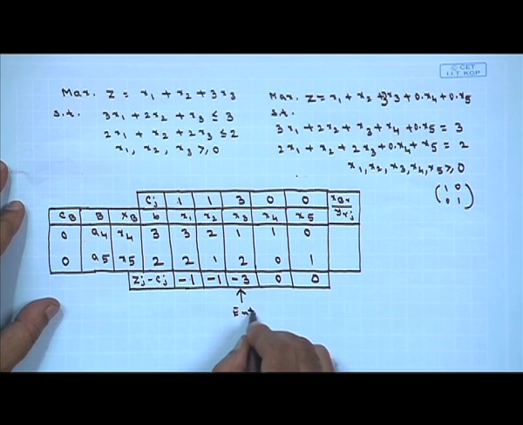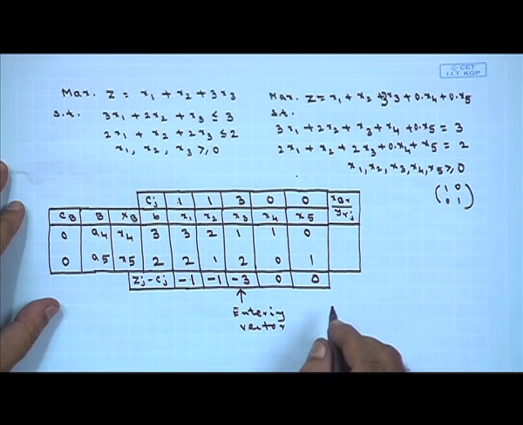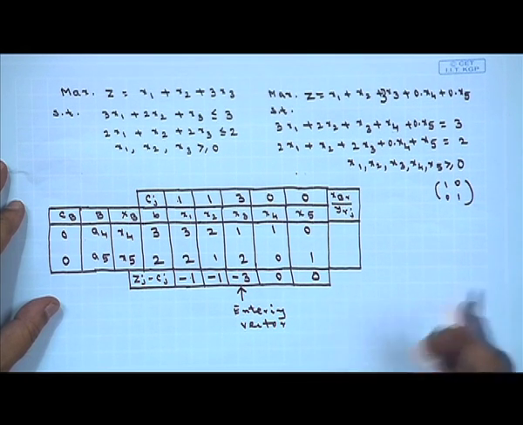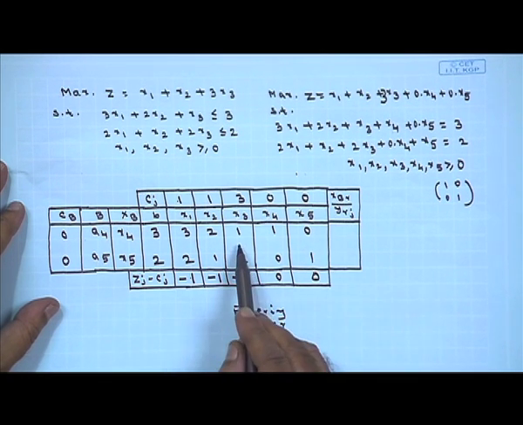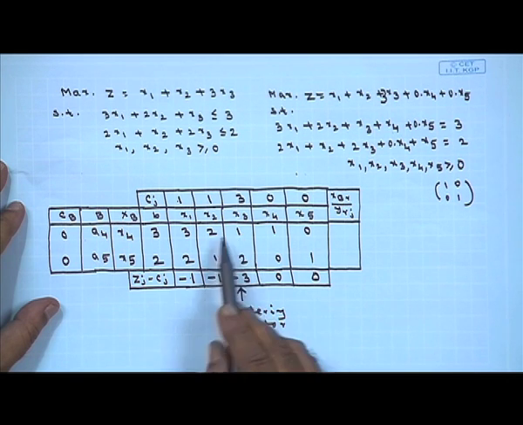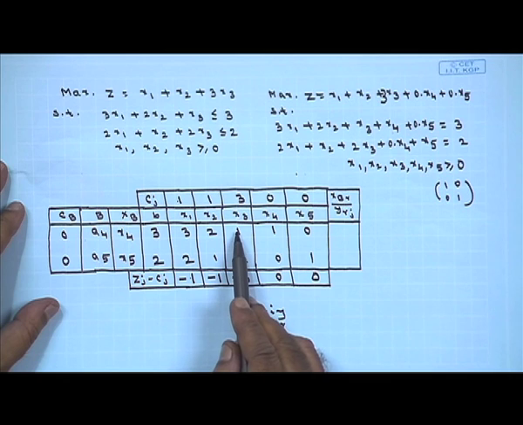So, this is the entering vector, and now I have to calculate the outgoing vector. To calculate the outgoing vector, I have to find the ratio of xBr by yrj. What is that? As I have told, it is b by xj, whatever column you are choosing.